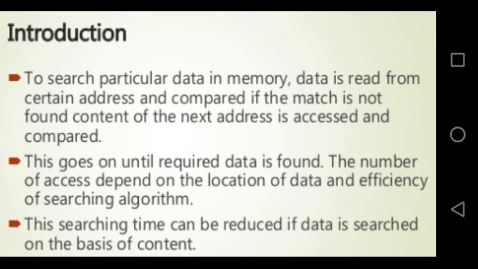Hi all, today we will discuss a special type of memory called associative memory. So in general, how is memory organized? As we discussed earlier, the memory is divided into different memory locations, and each memory location is called a memory word, and each memory word has a unique address. Using this address, one can easily identify the location of the memory word.